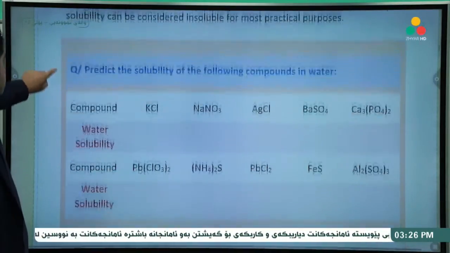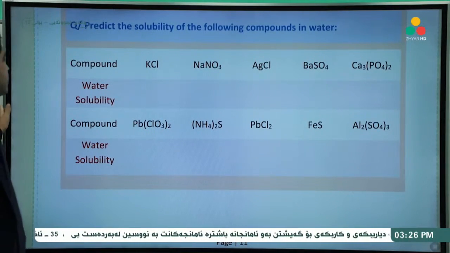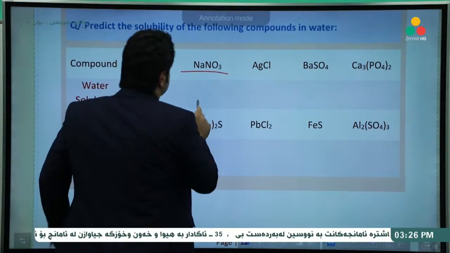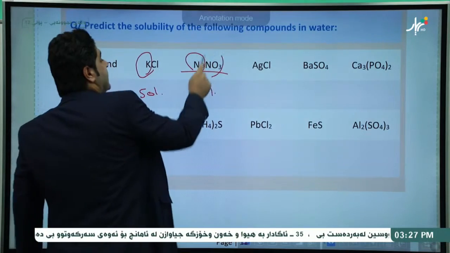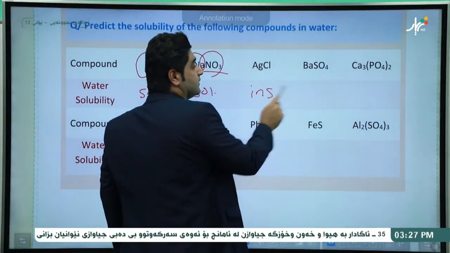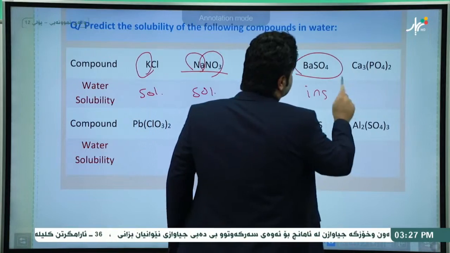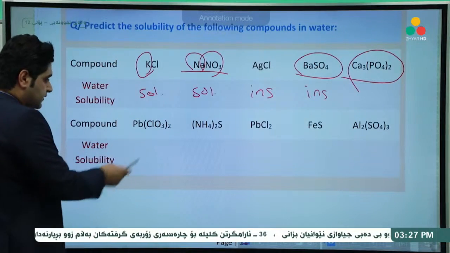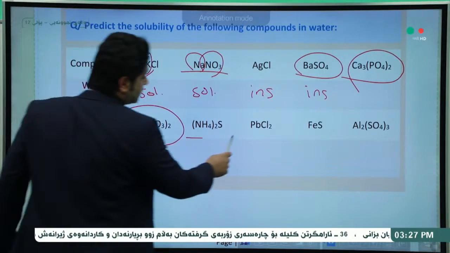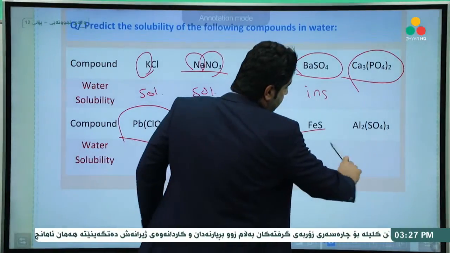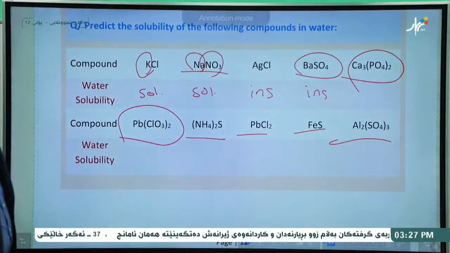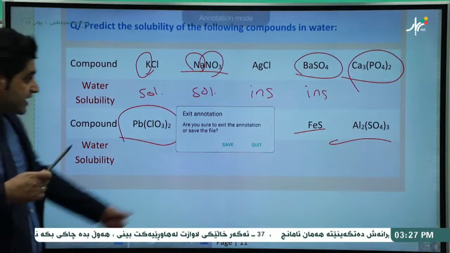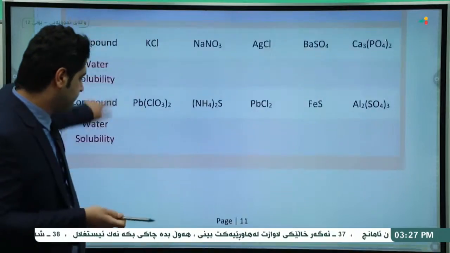Now, let's predict the solubility of the following compounds in water. KCl contains potassium. It's water soluble. NaNO3 is fully soluble, contains Na and NO3. AgCl insoluble, BaSO4 is insoluble, Ca3PO4 is insoluble, PbClO3 is water soluble. So you have to memorize these compounds just like me, so that I predict the solubility of them very quickly.